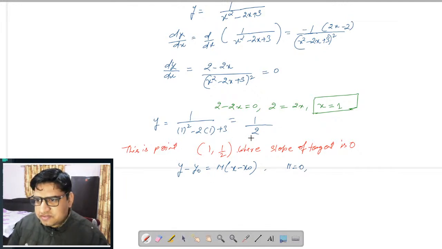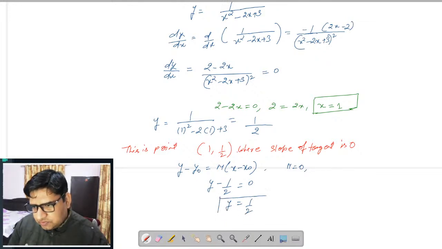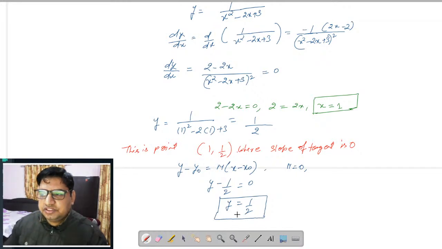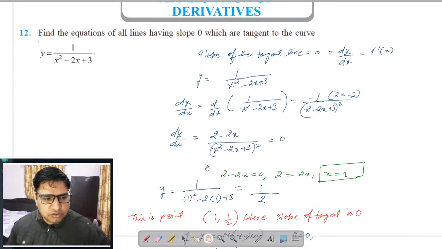So y minus 1 by 2 is equal to 0, or you can simply write y is equal to 1 by 2. That is the equation of the tangent line having slope 0. So this is the equation of the tangent line to the curve having slope 0. So this is how we can solve, and I hope you have understood the logic of the question.